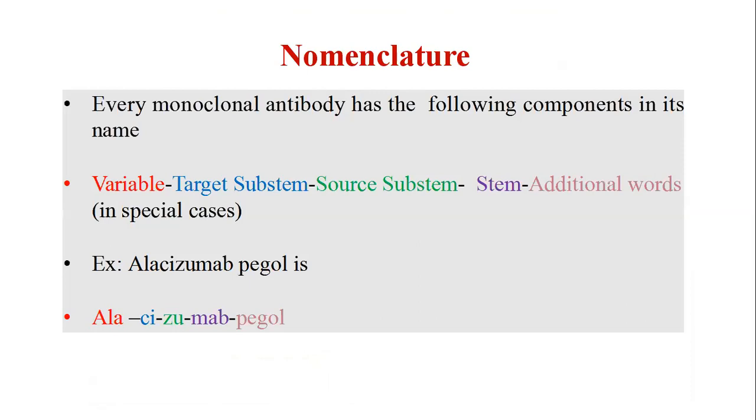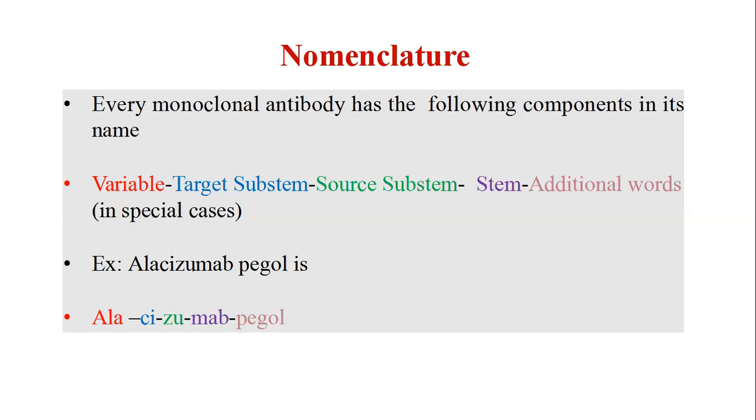So whatever monoclonal antibody I have mentioned, finishing as mAb, they have some nomenclature. We have to follow the nomenclature. And what is actually the nomenclature? Every monoclonal antibody has the following components in its name. First one is a variable one, that is written in red. Then there is a target substance. Then the source substance, from where it has been developed. Then stem, then additional word. This is for a special case.